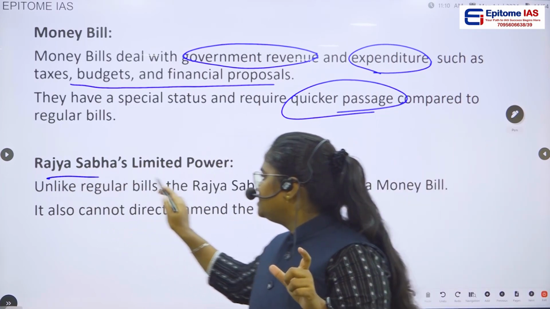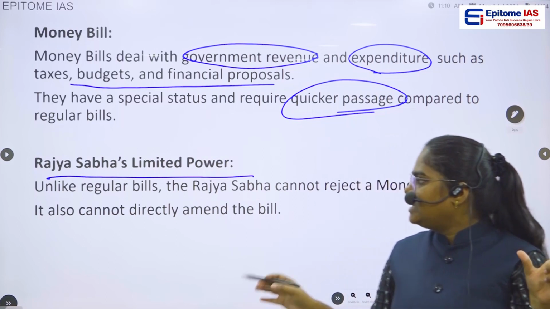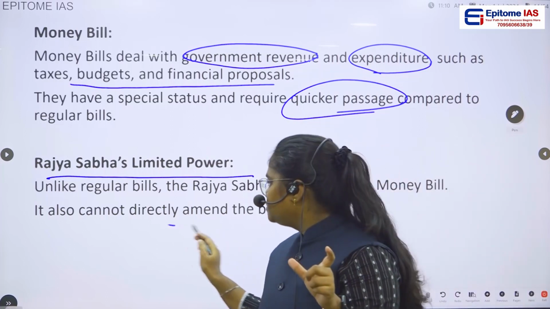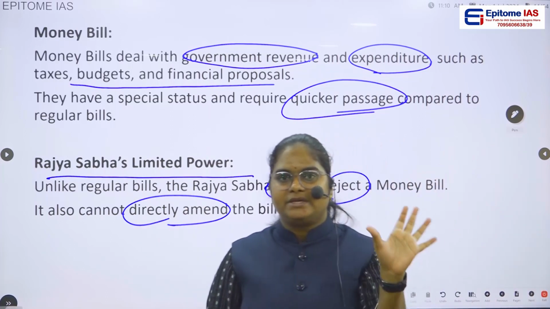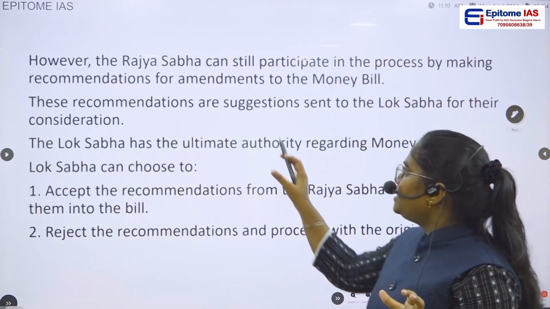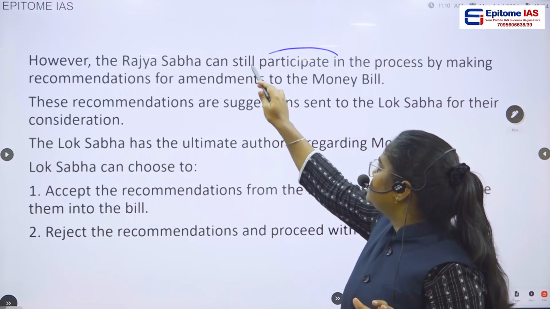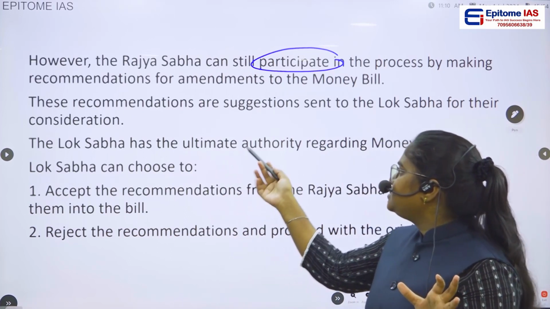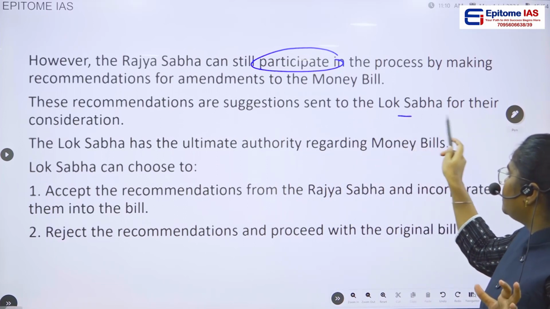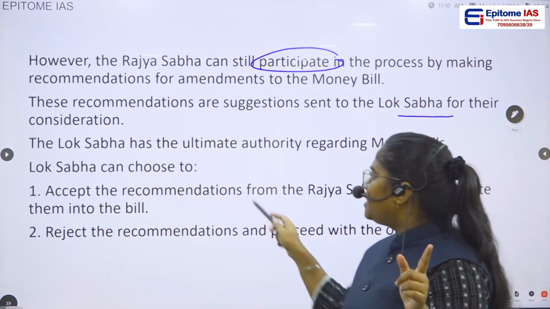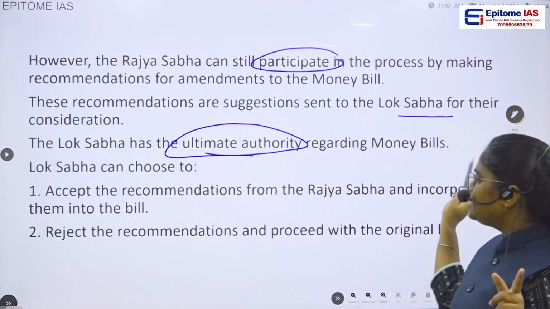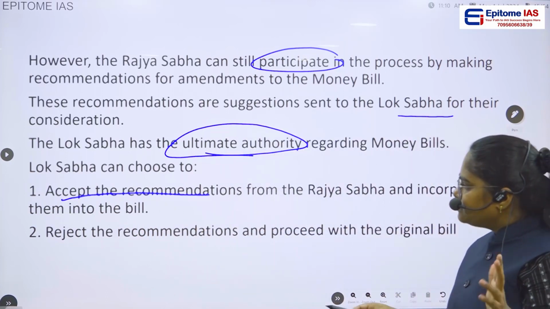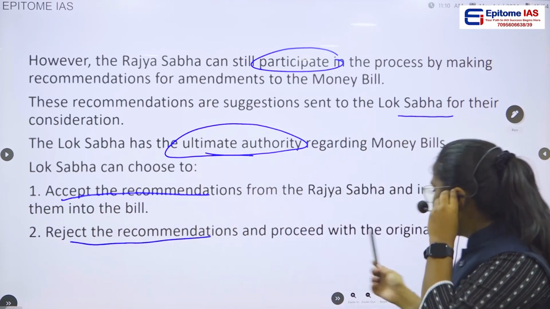But in case of the Rajya Sabha, it has limited power. Unlike regular bills, the Rajya Sabha cannot reject a money bill. It cannot also amend the money bill. It can only make recommendations. However, Rajya Sabha can still participate in the process by making recommendations for amendments to the money bill, and these recommendations are suggestions sent to the Lok Sabha for their consideration, and the Lok Sabha has ultimate authority regarding the money bill, either to accept the recommendation or to reject the recommendation. Whatever the Lok Sabha wants, it can do.